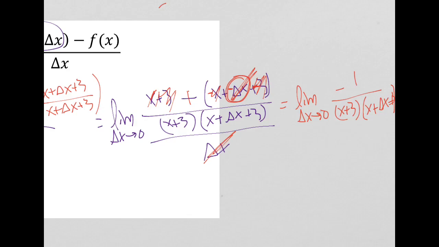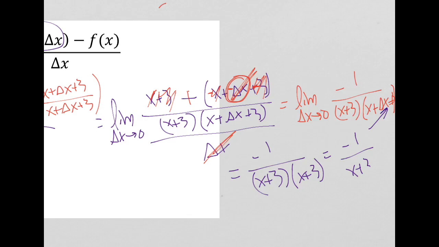But the point is, we can now directly substitute in 0 for delta x. So I'm going to get negative 1 over x plus 3 times that delta x right there is going to be 0. So I get another factor of x plus 3. So I can write this as negative 1 over x plus 3 quantity squared.